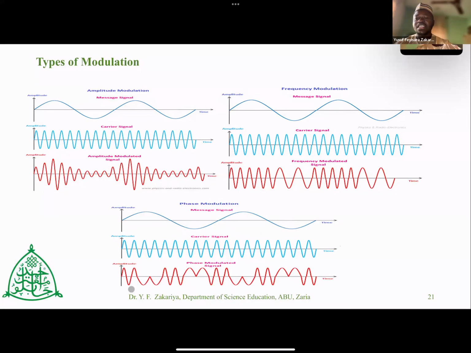Look at the modulated one. You can see it is not forming the concentric circles like before. Rather, these are now at different angles, unlike the carrier wave. So these are the types of modulation that we have, and the process is simple.